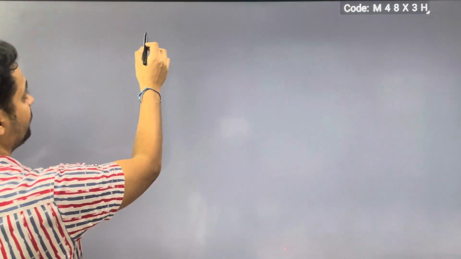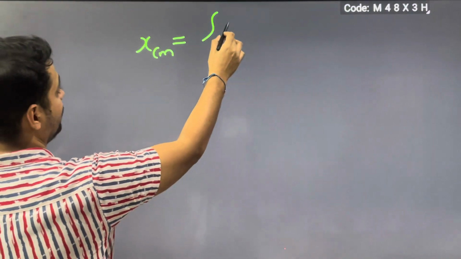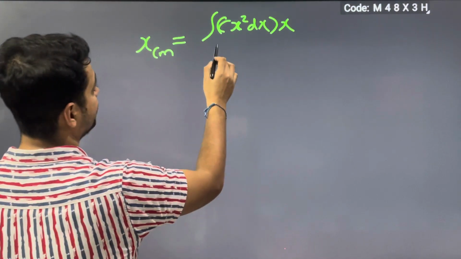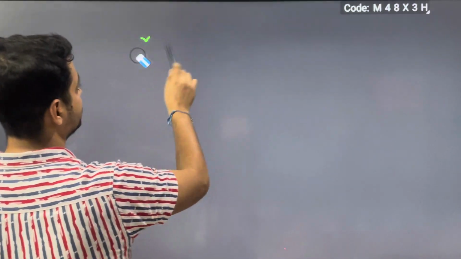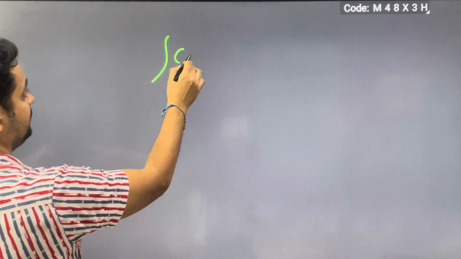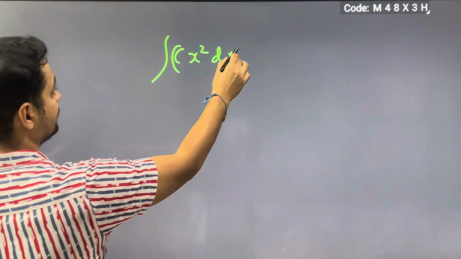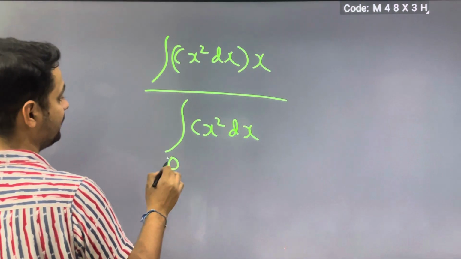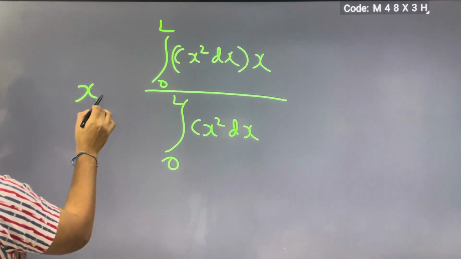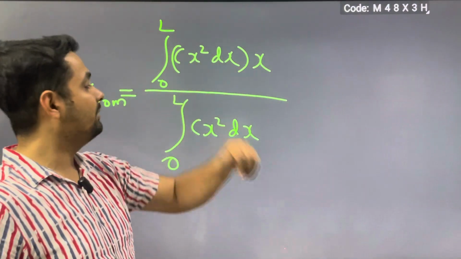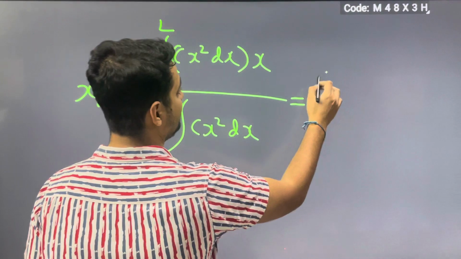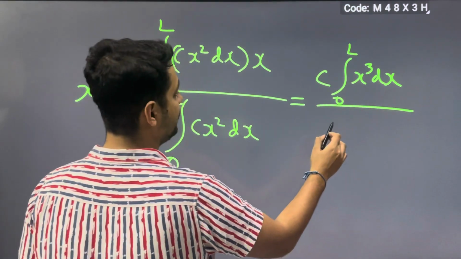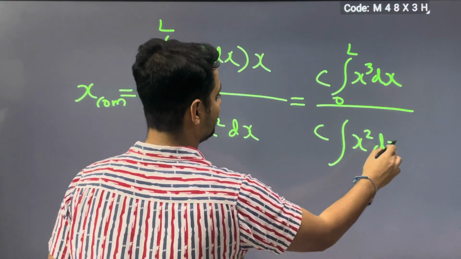So we have to find the x center of mass, which is the integration of cx square dx, which was dm, into x, divided by the integration of cx square dx, with limits 0 to L. Now x multiplied by x square will be x cube, c will be outside because it's a constant. So the integral of x cube dx from 0 to L, divided by the integral of x square dx from 0 to L.